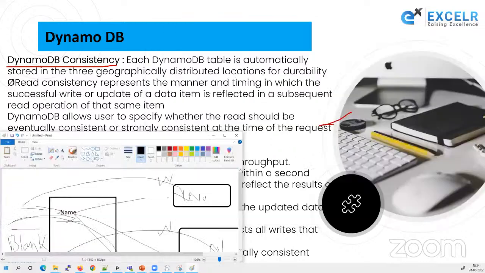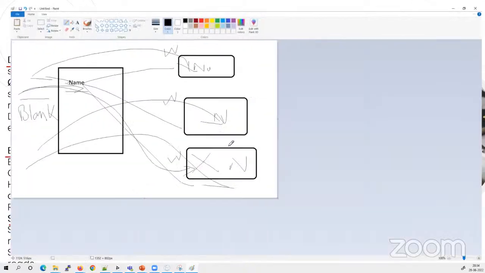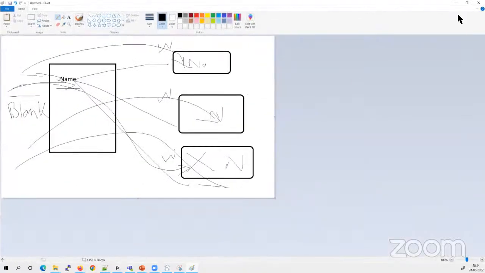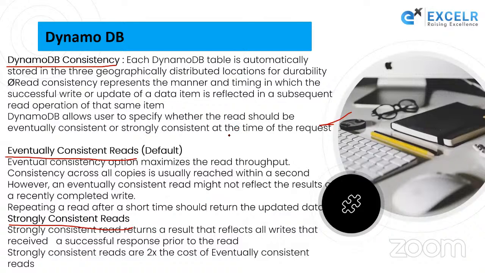So you are guaranteed that whatever data you have written, you will be able to read it immediately after. But in the case of eventual consistency, you might have to wait for more time, maybe 5 milliseconds more, to get the data. So that is eventual consistency for you. I hope it is clear for everybody. Okay, so by default, eventual consistency is there.